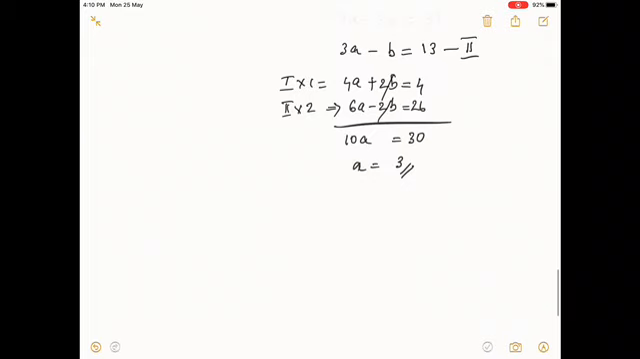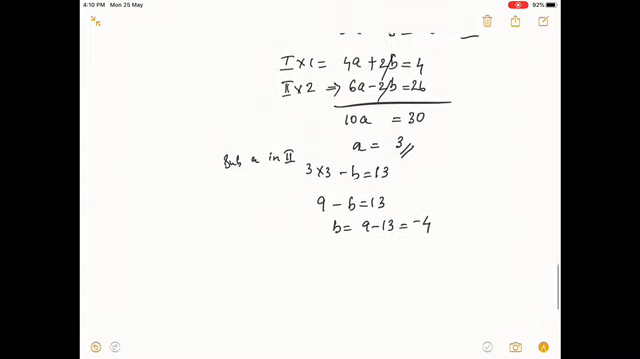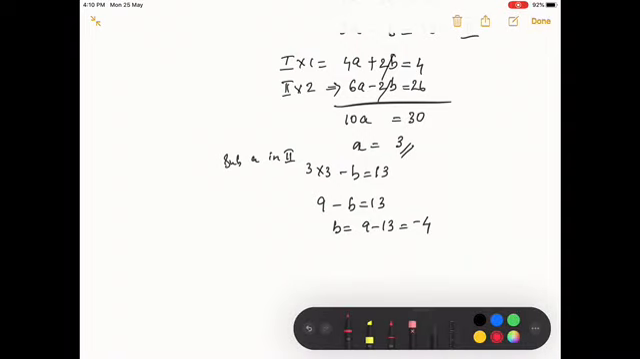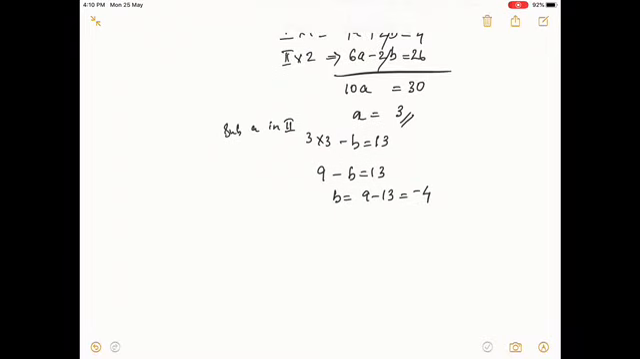Now substitute in one of the equations. Substitute a in equation 2. 3 into 3 minus b equals 13. 9 minus b equals 13. b equals 9 minus 13, that's equal to minus 4. So you get a is equal to 3 and b is equal to minus 4.